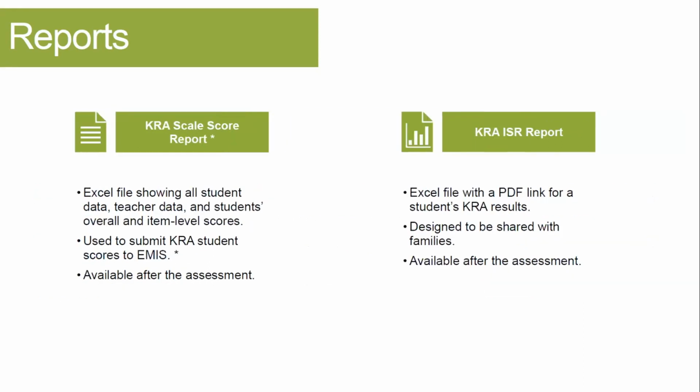Now, the last one here: these two reports are only going to be available after the assessment window and after the data cleanup window. The first one is the KRA scale score report. This is what you are going to use to submit your scores for the students to EMIS. This is going to show all student data, teacher data, all overall scores, and then drilling down to that specific item level. And again, this is going to be available after the window, after the data cleanup window.